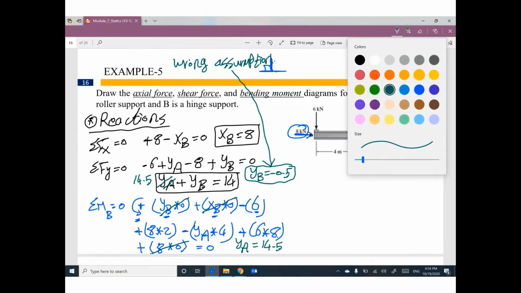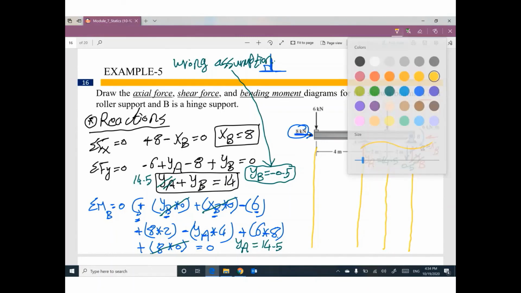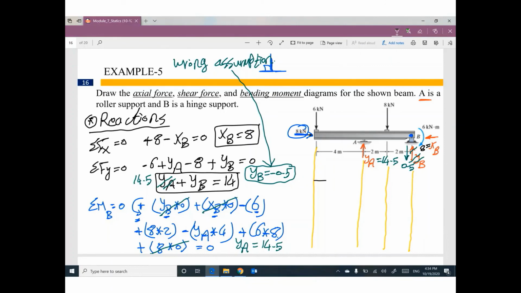Second step, I'm gonna draw a vertical line here, and a vertical line here, and a vertical line here, and one more here. And then I'm gonna draw 3 copies from the beam. The first one for normal force diagram, the second one for shear force diagram, the third one for bending moment diagram.